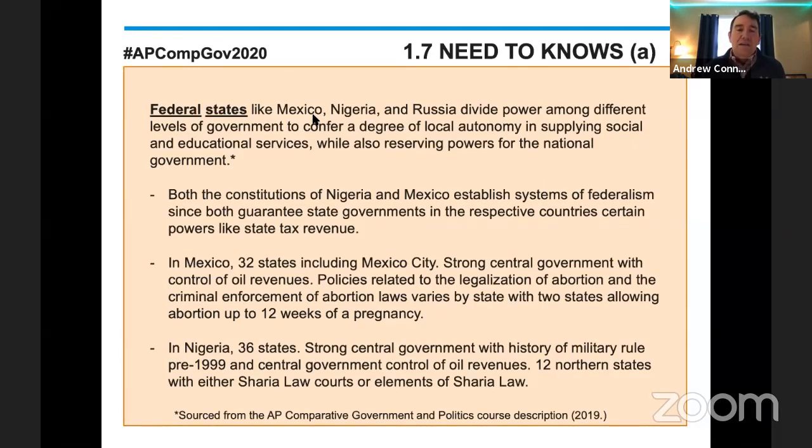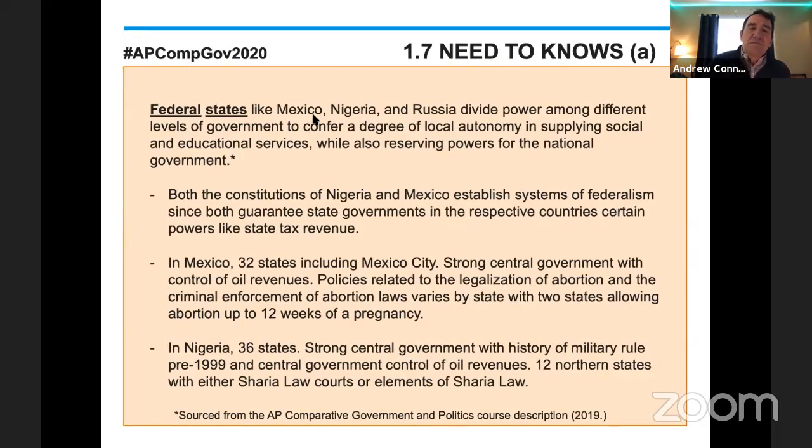So looking at more specifics, Nigeria and Mexico are rather similar in some ways of federalism, but we're also going to look at how they're different. One of the ways that they're similar is that the constitutions of Nigeria and Mexico guarantee state governments and regional governments certain powers. One of those powers guaranteed in both is that the states, and Mexico has 32 states, including Mexico City, and Nigeria has 36 states, in both Mexico and Nigeria are allowed to generate revenue with local taxes or state taxes.